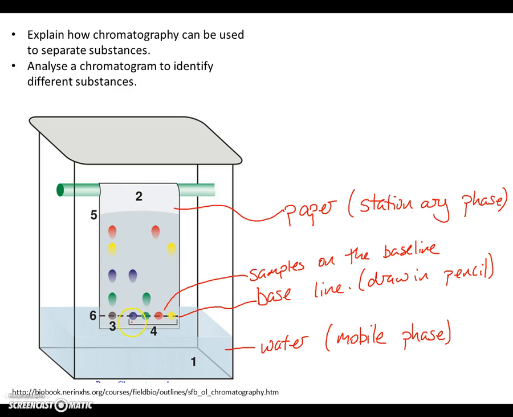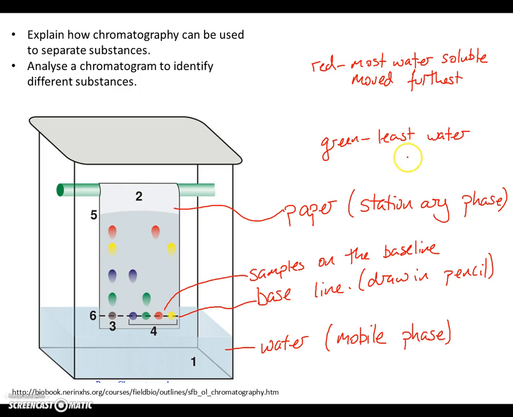So if we were looking at the pure samples here, the blue sample, the green sample, the red and the yellow sample, red is the most soluble in water, so that's most water soluble, as it moves the furthest, and the one that moved the least is the green one, so that's the least water soluble, and then the yellow and the blue are in between.